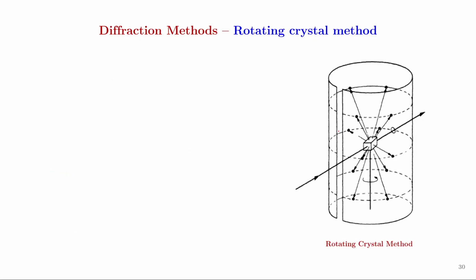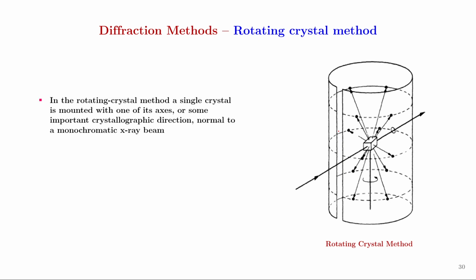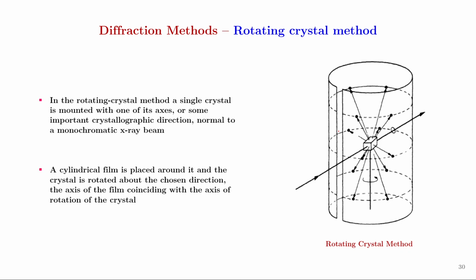The rotating crystal method. In the rotating crystal method, a single crystal is mounted with one of its axes or some important crystallographic direction normal to a monochromatic X-ray beam. A cylindrical film is placed around it and the crystal is rotated about the chosen direction, the axis of the film coinciding with the axis of the rotation of the crystal.